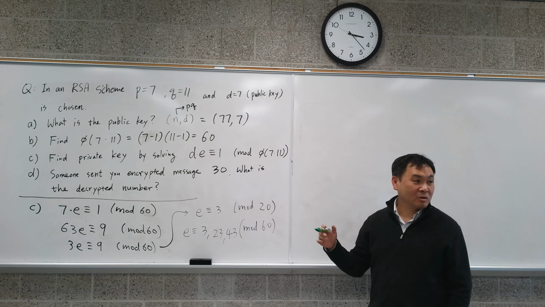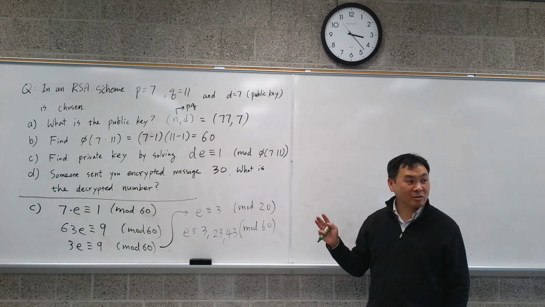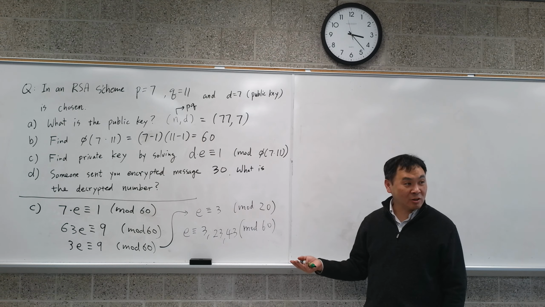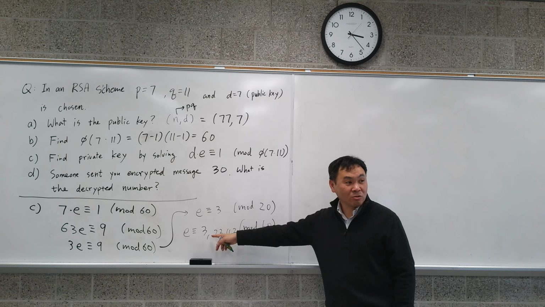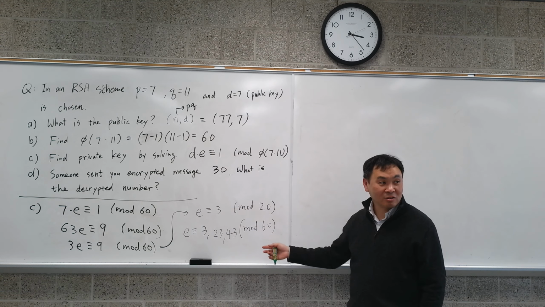Can you give me examples of numbers that would give you 3 as a remainder if you divide by 20? 3 itself, of course. So 23 is another example. 43 is another example. 63 is yet another example, but in mod 60, that's the same as 3, so it doesn't yield anything new. Okay. So that's what it means.